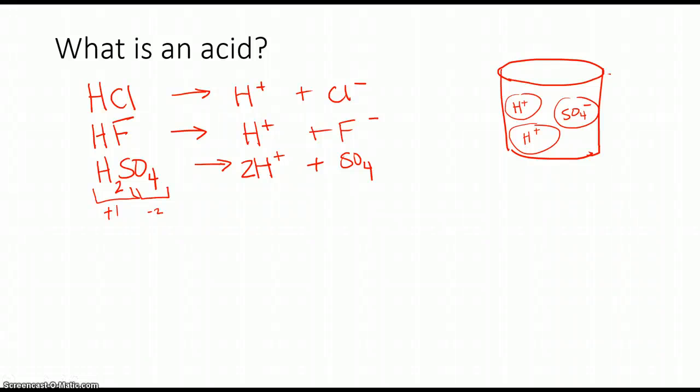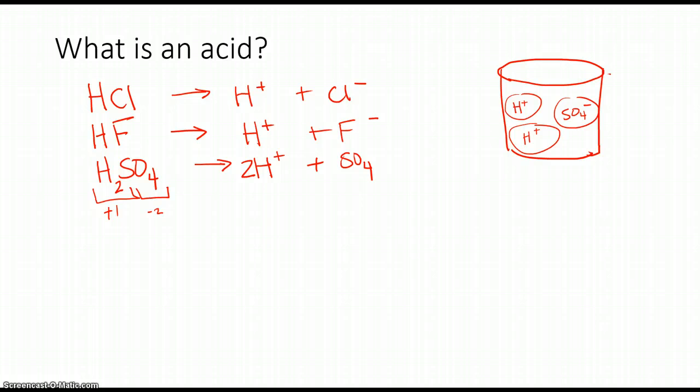So in this lesson, we're going to be talking about acids and bases. First of all, what they are. Secondly, how they actually separate themselves. And then thirdly, how acids and bases work together to produce a reaction.